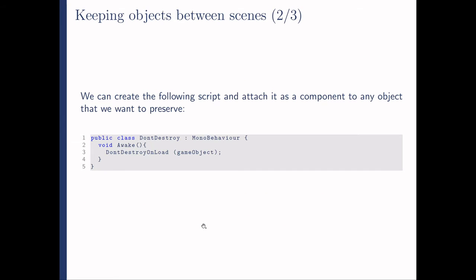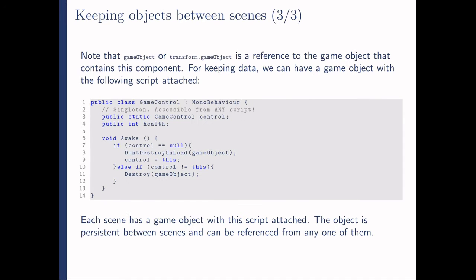A very simple way of making this happen would be to have this simple script, and I really mean simple because it's only 5 lines, which is called DontDestroy, right? And then in the Awake function, it just calls this function DontDestroyOnLoad with the own game object that owns this script. So once you have this script in your game, the only thing that you have to do is, when you have a game object that you want to keep consistent between different scenes, you add this component to this game object, and automatically that game object is not going to be destroyed. It's a very simple way of keeping objects between scenes.